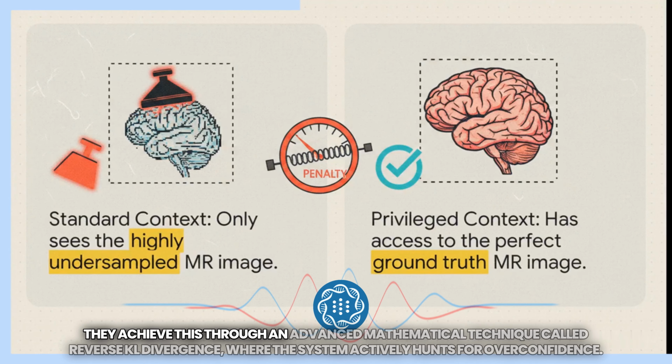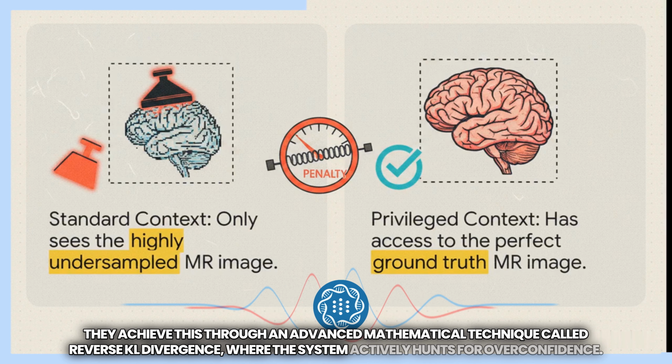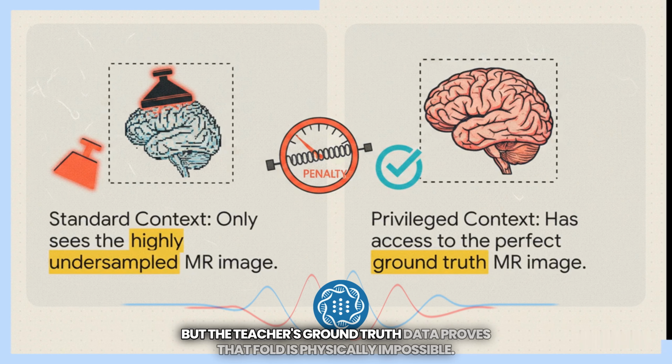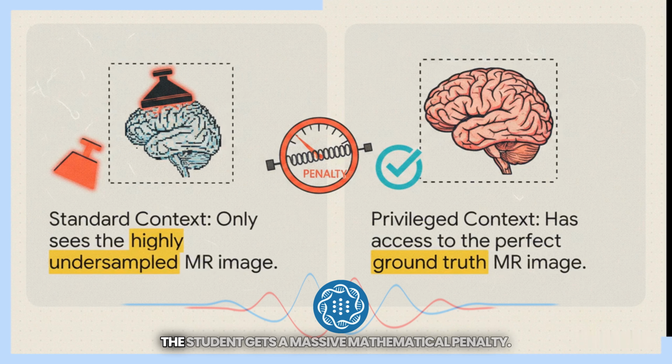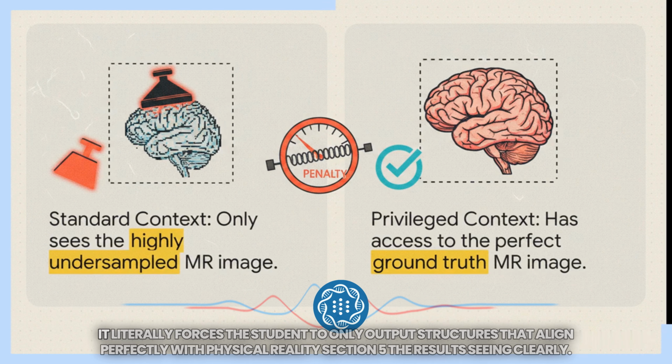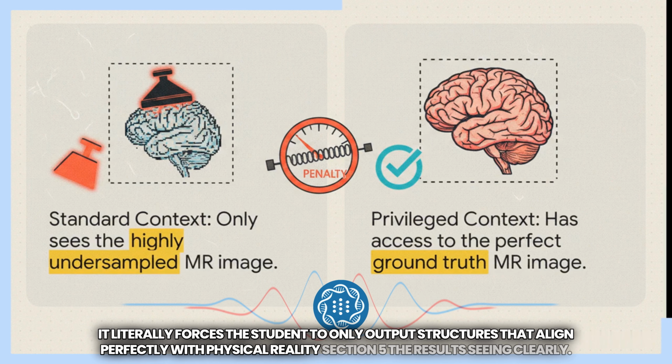They achieve this through an advanced mathematical technique called reverse KL divergence, where the system actively hunts for overconfidence. Think about it. If the student model acts highly confident about a specific brain fold or tissue boundary, but the teacher's ground truth data proves that fold is physically impossible, the student gets a massive mathematical penalty. It's such a brilliant way to effectively iron out the AI hallucinations that naturally plague continuous models. It literally forces the student to only output structures that align perfectly with physical reality.